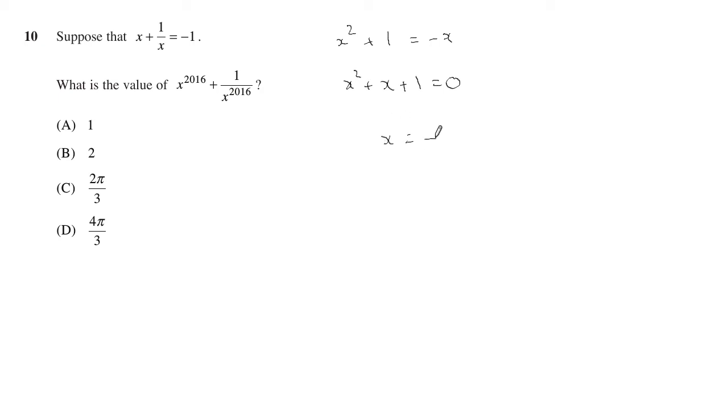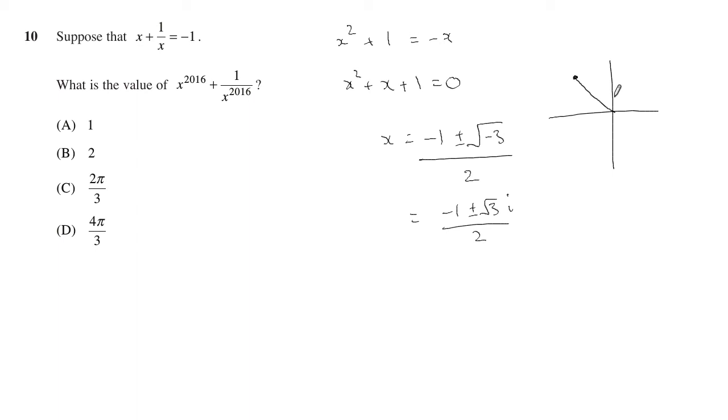So negative b, where b is 1, plus or minus the square root of b squared minus 4ac, which is going to be negative 3, and then all over 2a, which is 2. And so that's going to give us negative 1 plus or minus root 3 times i, over 2. And just to get an idea of where that is, it's out here, where, well, it wasn't drawn very well, but that's a half, and that's root 3 on 2.